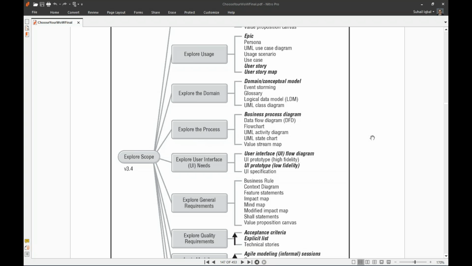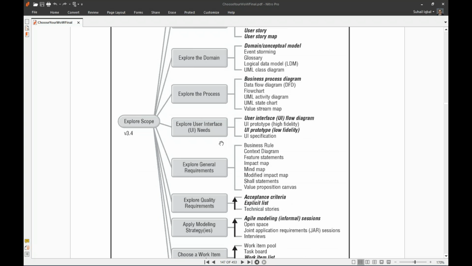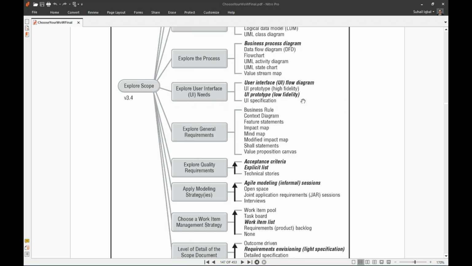Explore the process: business process diagrams, data flow diagrams, flow chart, UML activity diagrams, UML state chart, and value stream map. And in these, we have a better option as business process model diagram. Explore user interface needs, UI needs. So here we have user interface flow diagram, UI prototype high fidelity, UI prototype low fidelity, and UI specification. And the chosen ones are UI flow diagram and UI prototype low fidelity.